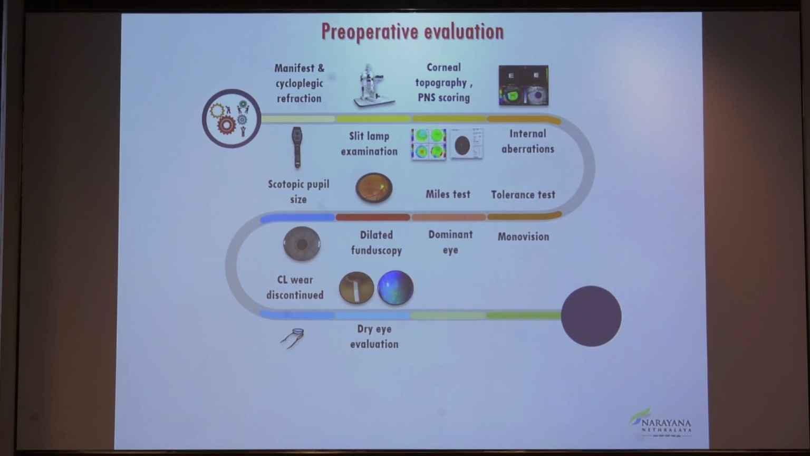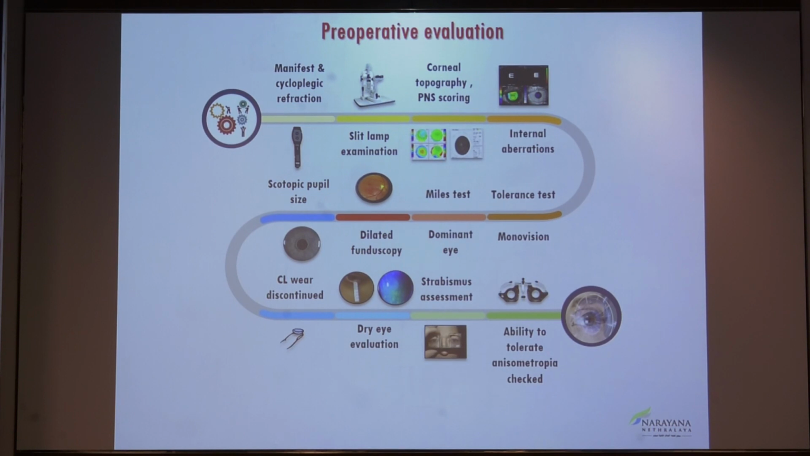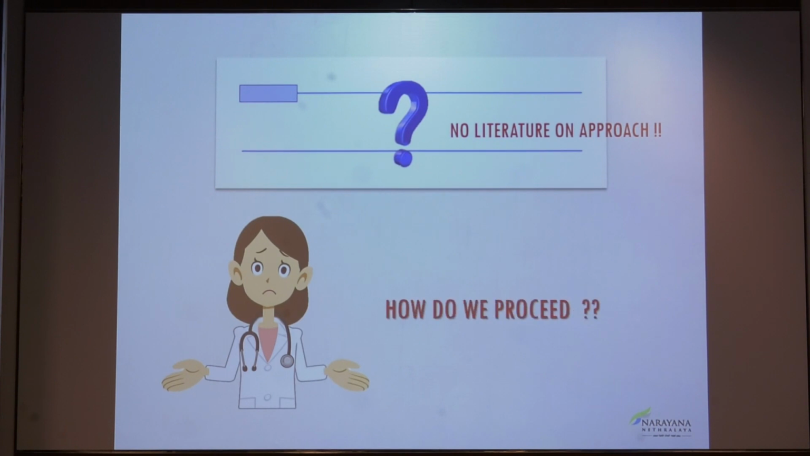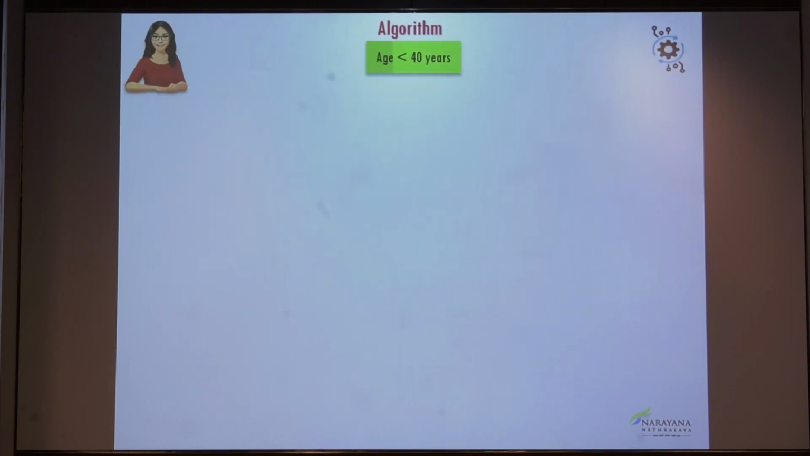So this is something that we perform for every patient at our institute, along with strabismus assessment and ability to tolerate anisometropia. Unfortunately, although there's a lot of literature on the different types of procedures which are available, there's no specific literature on what kind of procedure needs to be performed for what patient and an algorithmic approach that needs to be followed. So we've attempted to devise this.